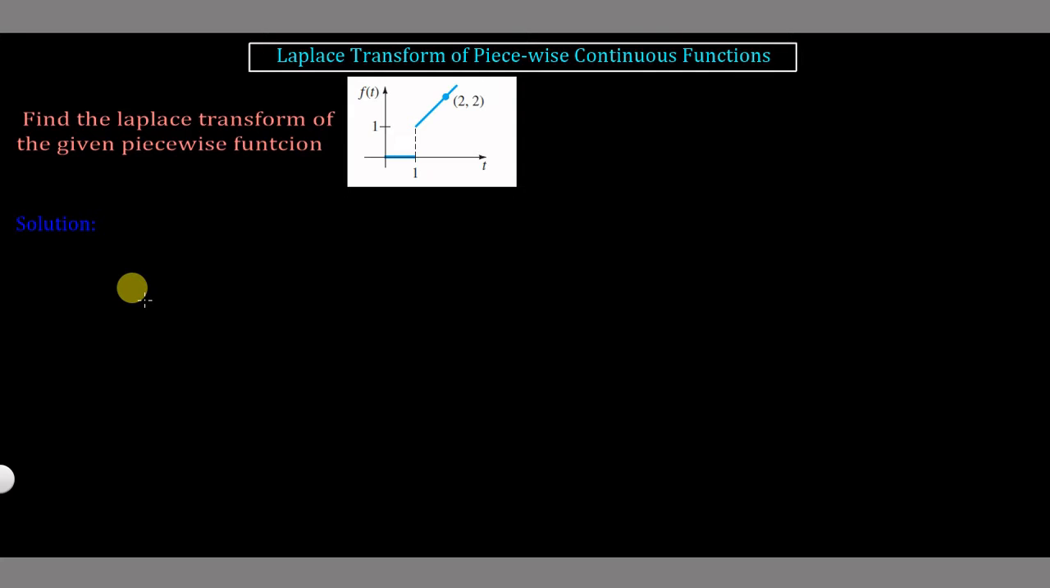In this example, we want to find the Laplace transform of this piecewise function. You can see here in the diagram there are two blue lines. One is from 0 to 1, lying on the x-axis, or you can say the t-axis, and the other line is here in the first quadrant, starting from (1, 1), and this is the point (2, 2), and goes on. So we have to represent this function in terms of a piecewise function. There are two lines.